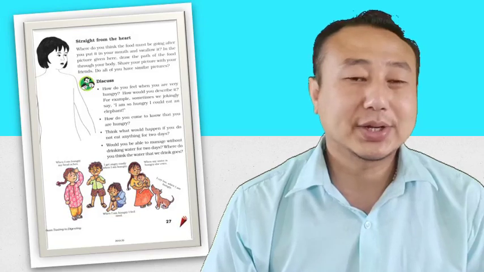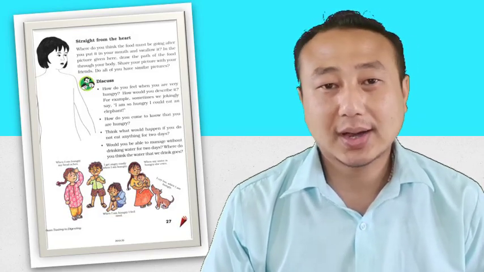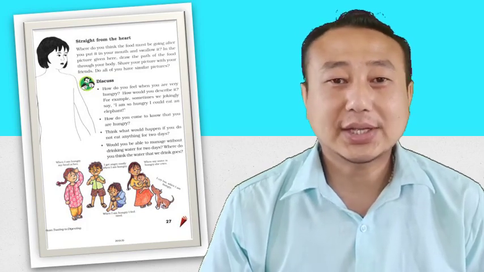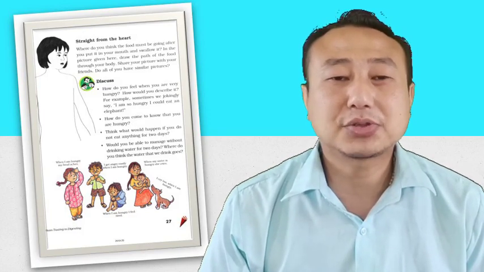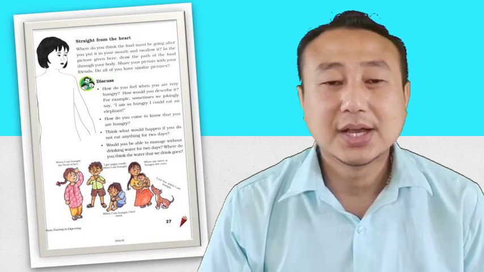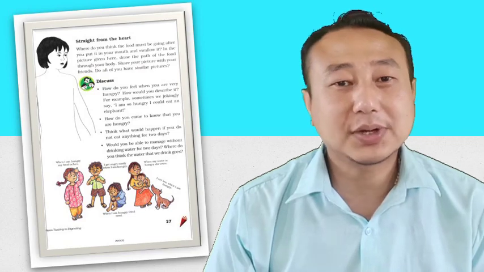So now, let's come to the next question. How do you come to know that you are hungry? When we are hungry, as I just said, we feel weak. After that, different types of sounds start to be produced from our stomach and our stomach has a burning sensation. So from this, we come to know that we are hungry. Now let's come to the next question.